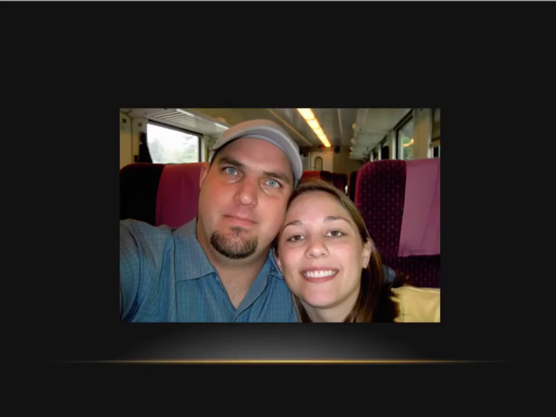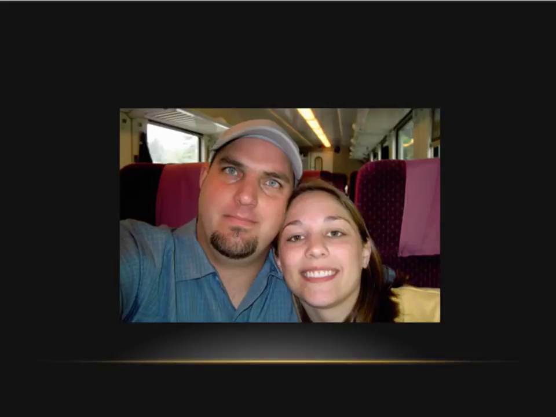Let's use this picture here to talk about a couple examples of traits. We can see two people here. One is myself and one is my wife. We can see things, for example, like eye color. My wife has brown eyes and I have blue eyes. And so those are traits.